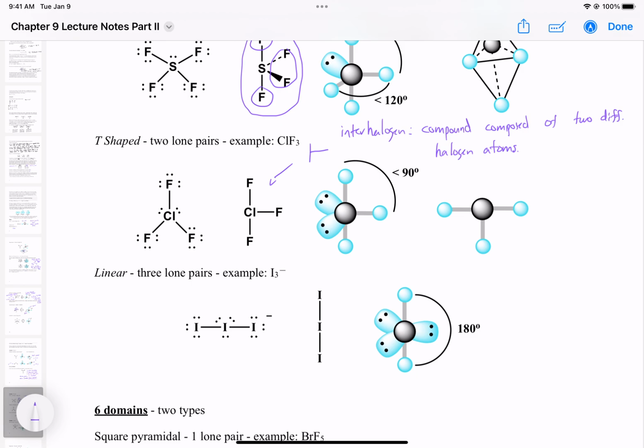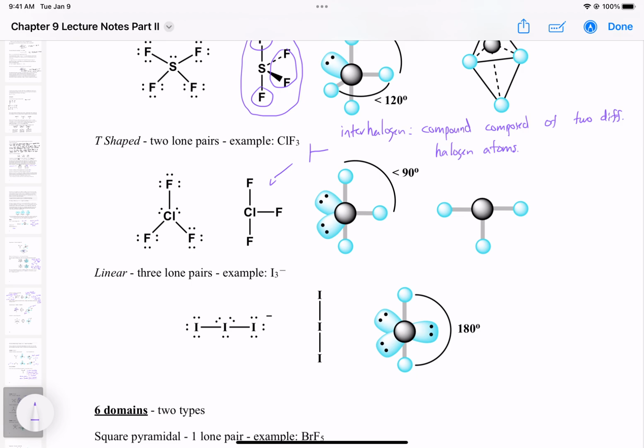So you have linear for a 5-coordinate system here on the central atom. So iodine in the center has 5 electron domains. So 2 are bonds, 3 are lone pairs. So linear is an example of that.